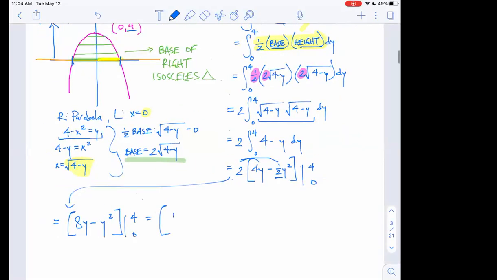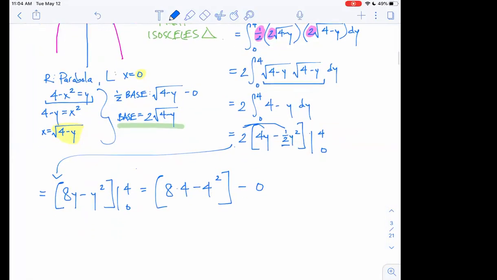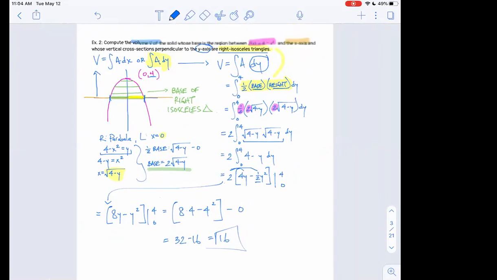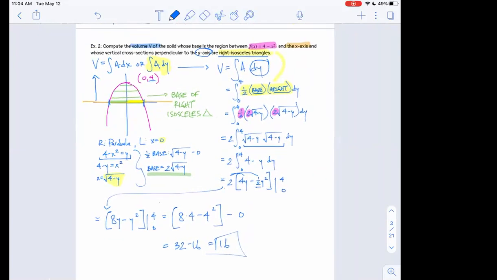So 8 times 4 minus 4 squared minus 0 is going to give me 32 minus 16, which gives me 16. Whew, I'm so glad you caught that 2y. We would not have gotten the right answer, and I would have been like, why not? Okay.